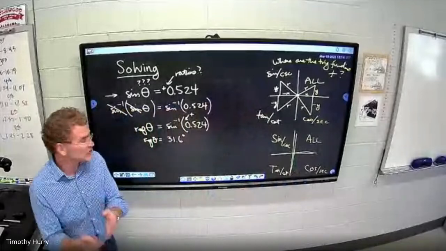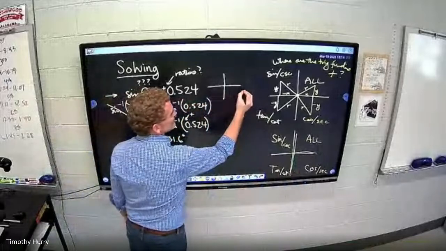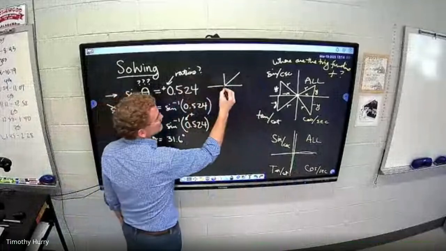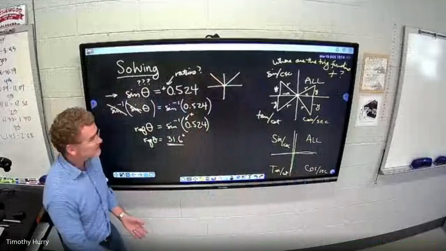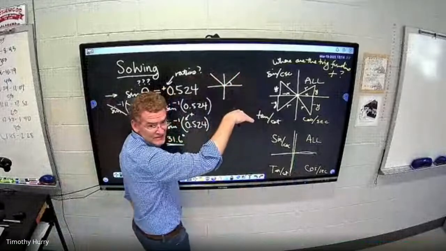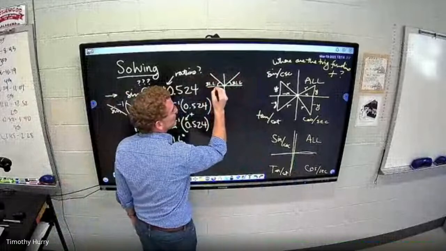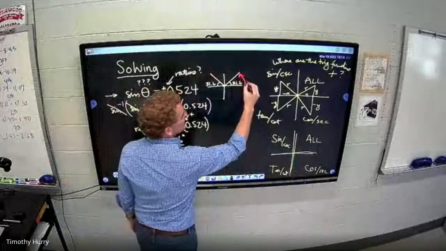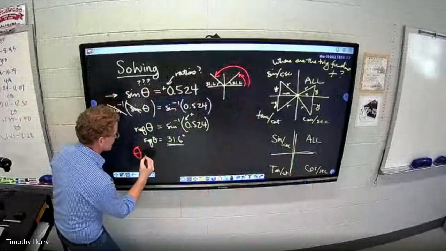So what you have to do here is say, where is sine positive? Well, where is sine positive? They're all positive here, right? And sine is positive here. And if my reference angle is 31.6, let me write the reference angle. Remember, that's the angle formed by that and the x-axis. So if that's a 31.6 and that's a 31.6, can you tell me what the real angles are? What are the actual angles?